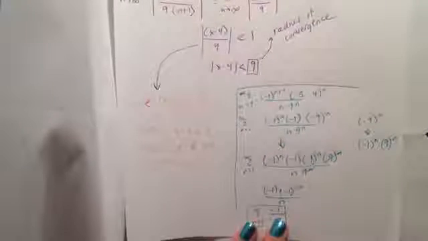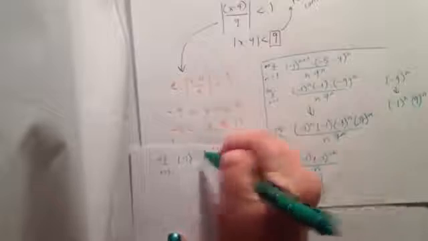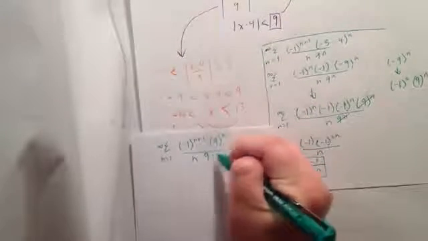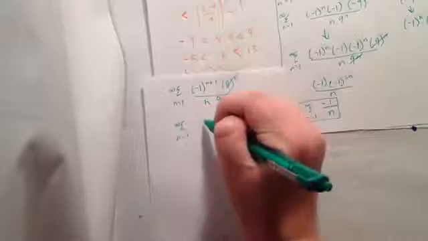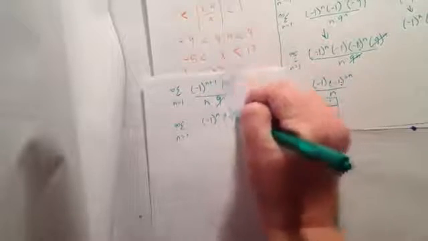And now you check your other endpoint, which is 13. So we're going to plug 13 in for x and solve, which is going to give you the summation of (-1)^n times (13 - 4)^n over n times 9^n. When you plug in 13, 13 minus 4 gives you 9. So you have 9^n over n times 9^n, and these can cancel right off the bat. And then you'll be left with (-1)^n, which can also be written (-1)^n times -1 to the first power, over n. And here you have an alternating harmonic series.